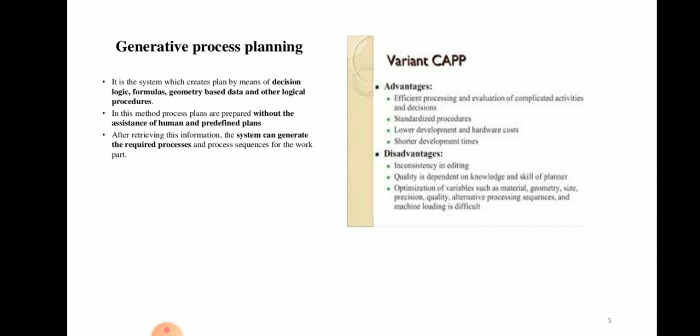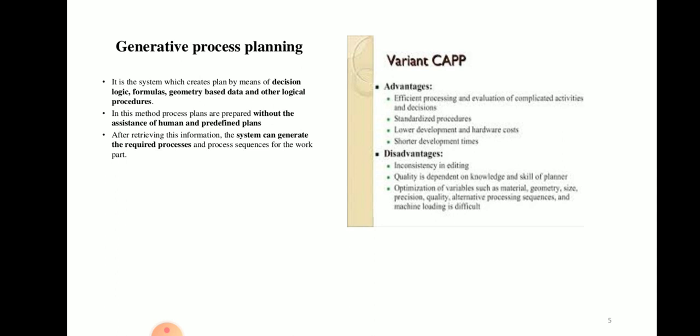Now we can see the comparison between generative process planning and variant CAPP. Generative is the system which creates plans by means of decision logic, formulas, geometry-based data, and other logical procedures. In this method, process plans are prepared without the assistance of humans and predefined plans. After retrieving this information, the system can generate the required processes and process sequence for the work part.